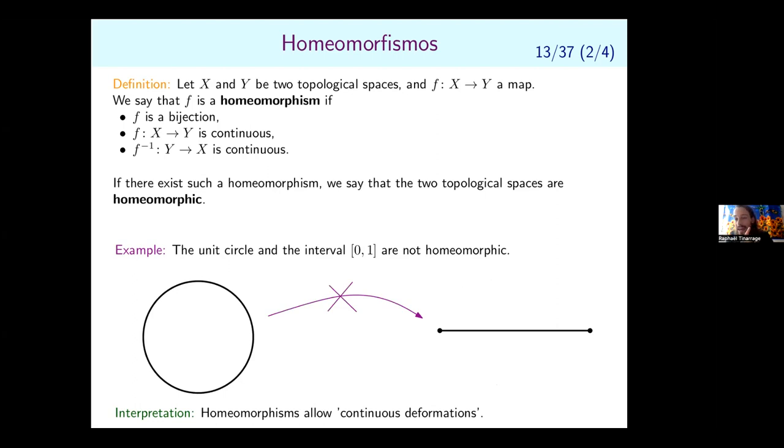The circle and the interval are not homeomorphic. I cannot find a homeomorphism between them. Why? It's not easy to prove. I will give you a proof of this by the end of this lesson. But for you to get an idea, in order to define a continuous bijection between the circle and the interval, I will have to break the circle, right? I will have to open, to cut the circle. And this is not a continuous operation. This will not yield a homeomorphism in the end.